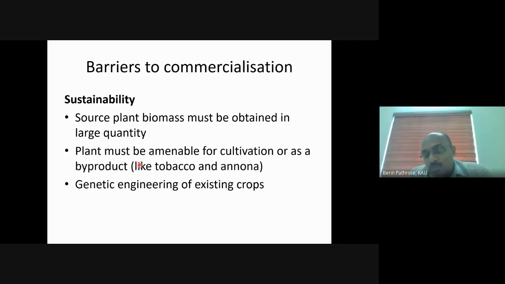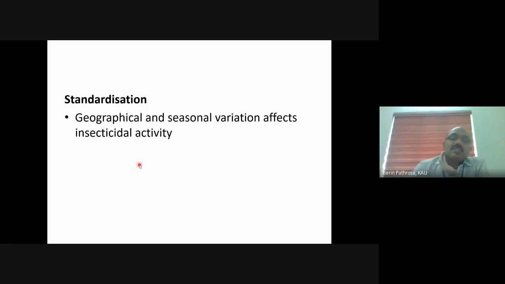Whatever rice you harvest from that crop containing the gene of azadirachtin will also be bitter in nature. So this is one option. Theoretically fine, but practically a bit difficult. So the sustainability of this technology is limited. That's why botanicals are not getting commercialized like synthetic pesticides, and there is the issue of standardization.